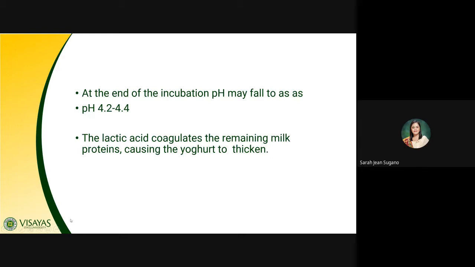So it's very wonderful and amazing that these are bacteria that have an interplay in producing such a delicious product.